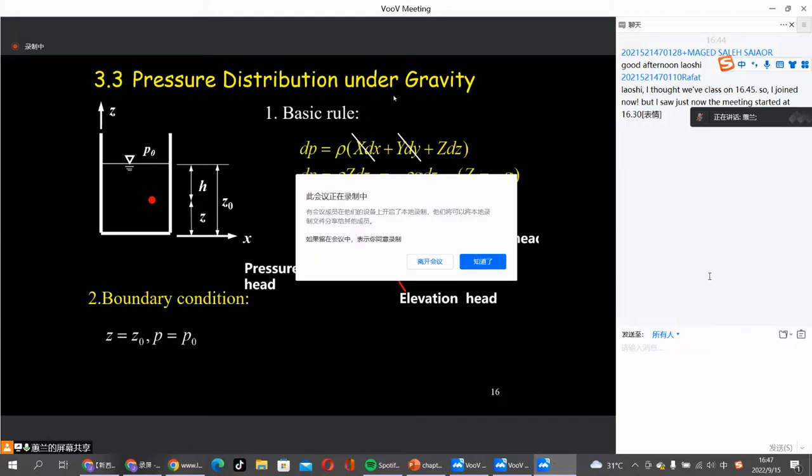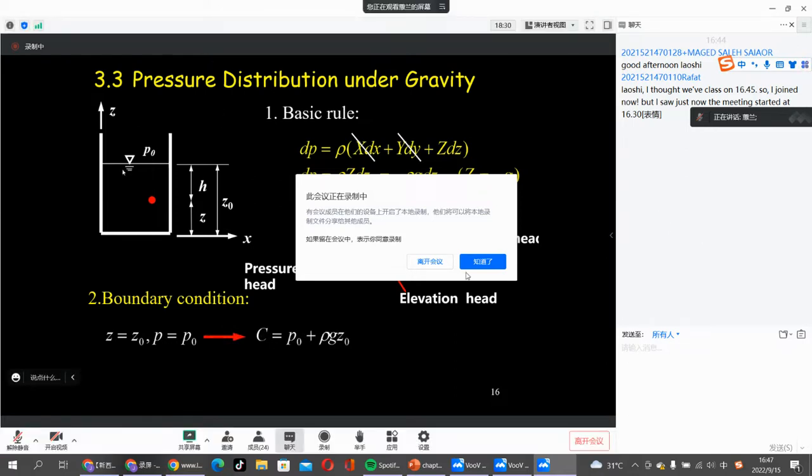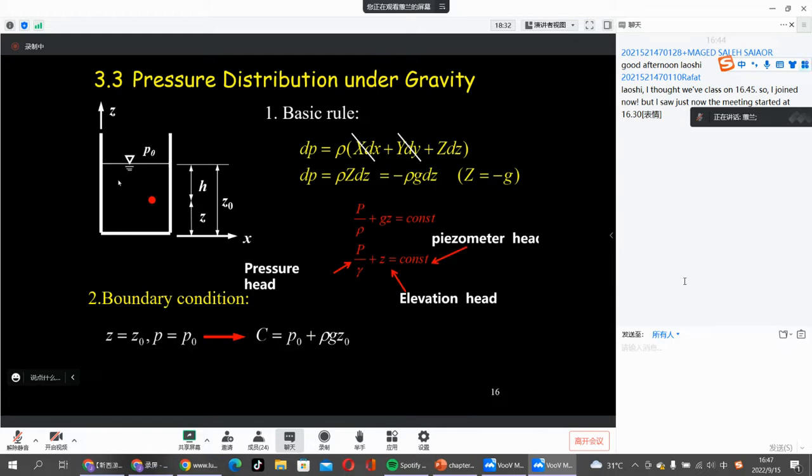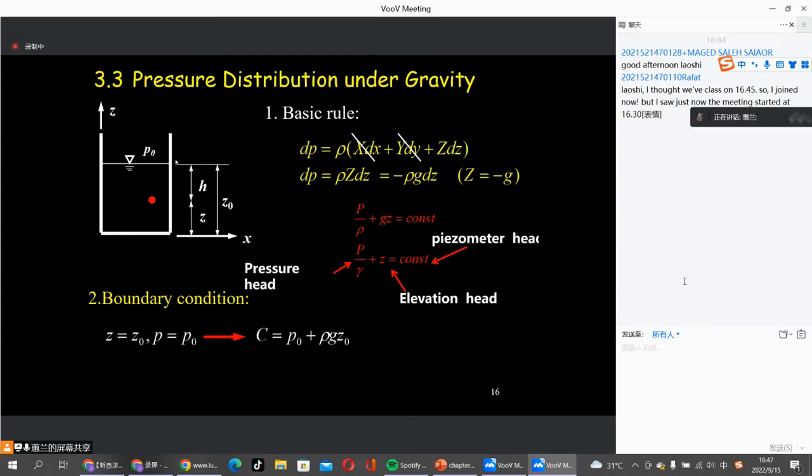And so today we will continue to study how to find the pressure under the action of gravity force. Just for example, here is a glass of water. We need to find the pressure at this red point, how to calculate it.